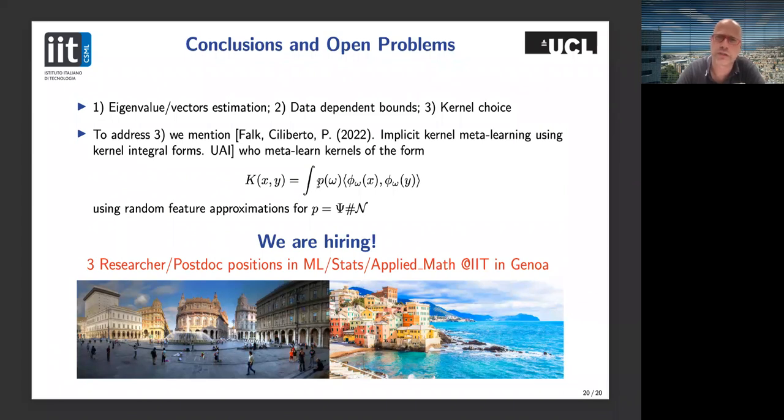We write the kernel in the following way, for example for a Bochner kernel. And then we try to learn the distribution, which is in a way similar to GANs. We write the distribution as the push forward of some simple distribution, like the Gaussian, through a neural network. So we try to learn the parameters of this neural network. And this could also perhaps be very interesting in this setting.